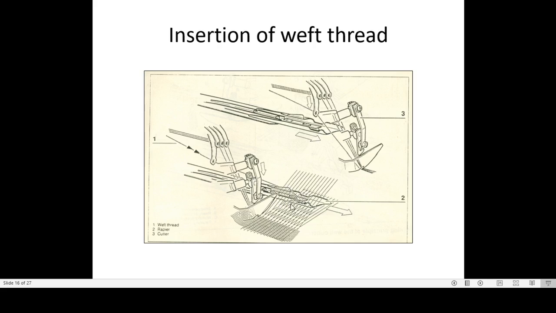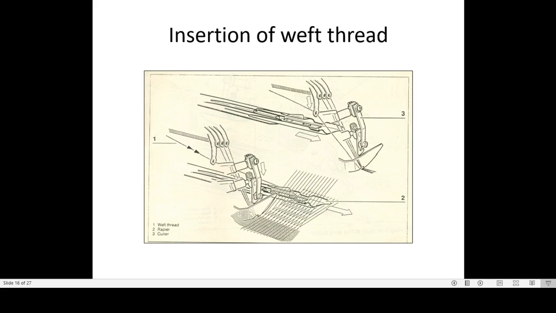After gripping the weft, the cutter cuts the weft here, so the leading end will be ready. The leading end of the weft will be ready for the insertion of weft. So this is the number one weft. This is the operating sequence of weft insertion.